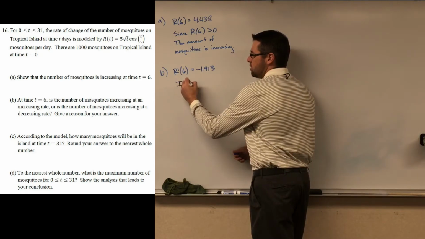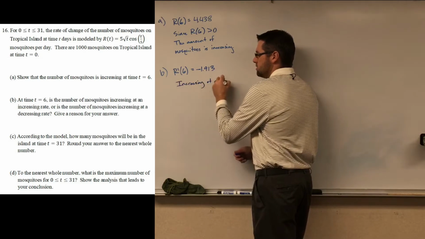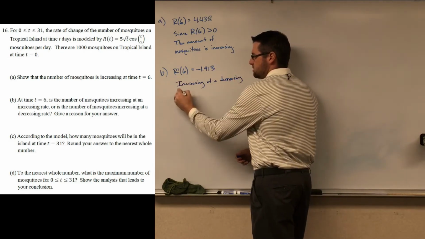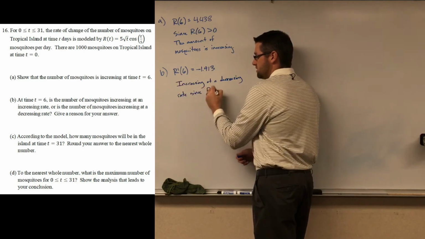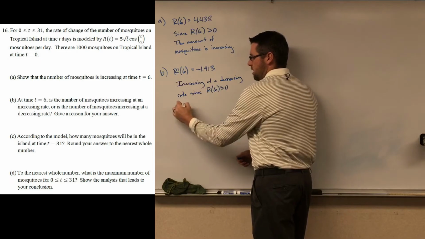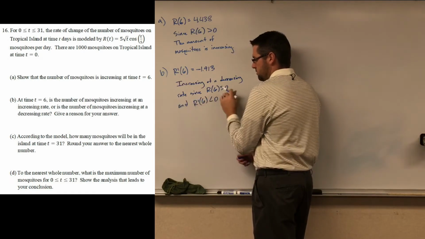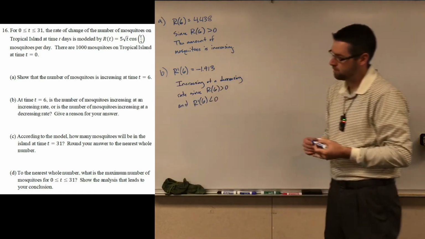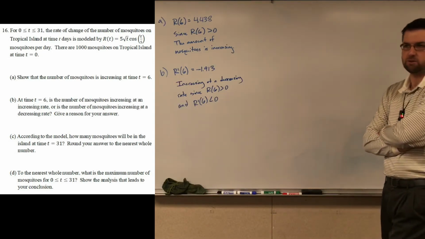increasing at a decreasing rate since R of 6 is greater than 0 and R prime of 6 is less than 0. Okay. I took the derivative of the rate to figure out if the rate is increasing or decreasing.